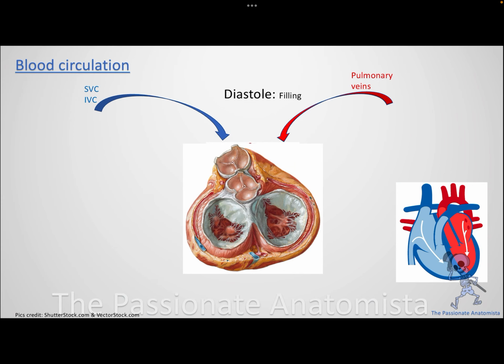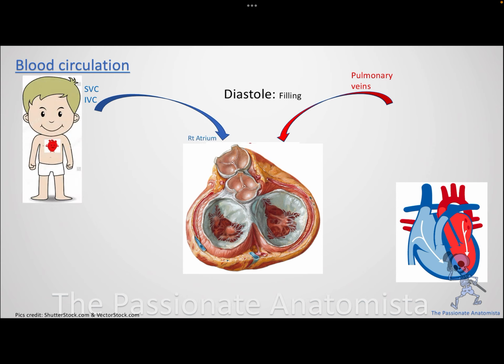Now, this is another recap. It will make your life easier. So in the diastole, you want to open the channels between the atrium and ventricles. You need to open the atrioventricular valves because you are receiving blood from right and left atrium to the right and left ventricles. In that case, the blood is coming from the body and everywhere to the right atrium, and from the lungs to the left atrium.